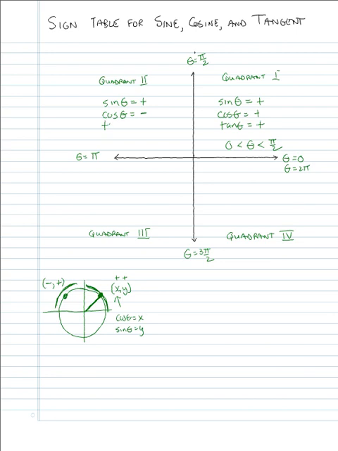And then because we know that the tangent of theta is the sine of theta divided by the cosine of theta, that's a positive over a negative, and so that would be a negative result. Now the kinds of angles that would leave us here would be angles that are bigger than pi over 2, but less than pi. Beyond pi over 2, but not to pi yet.